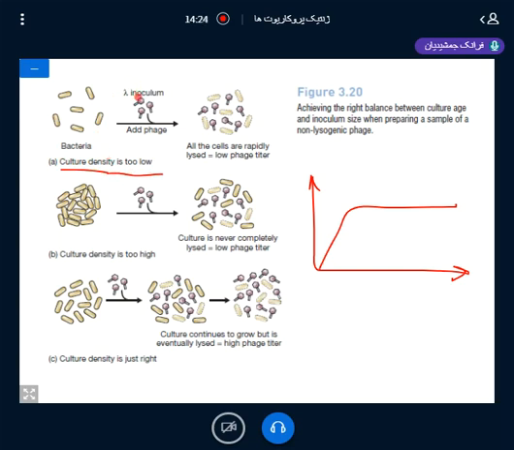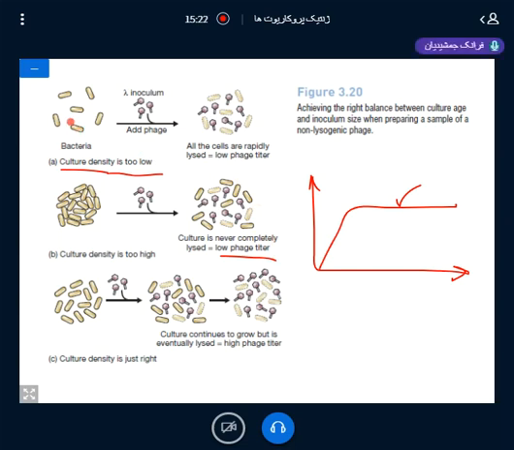And if we add the phage to the bacteria, what will happen? Because the amount of bacteria is low and the density is low, all the bacteria will be killed. Look at here, all the cells will be killed. If we add the phage at the stationary phase, where culture density is too high, so we have so many bacteria, the culture is never completely lysed. So we have low phage titer.